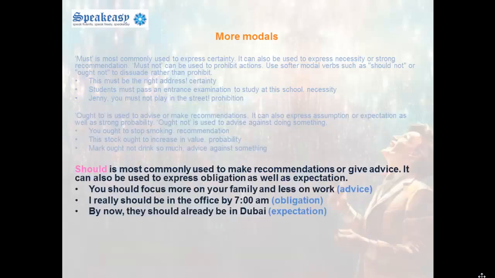Should is most commonly used to make recommendations or give advice. It can also be used to express obligation as well as expectation. You should focus on your family and less on work. I really should be in the office by 7 a.m. By now, they should already be in Dubai.